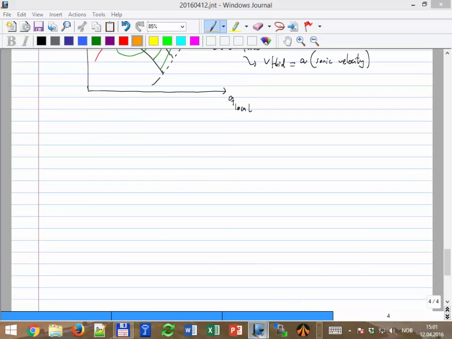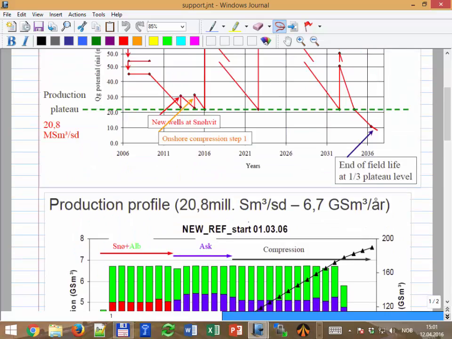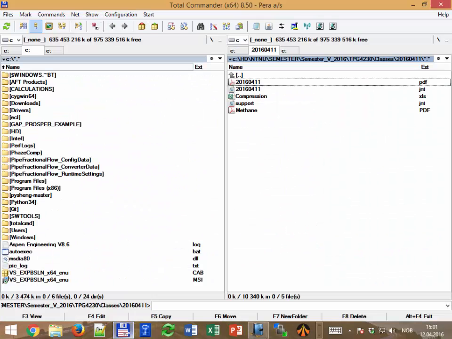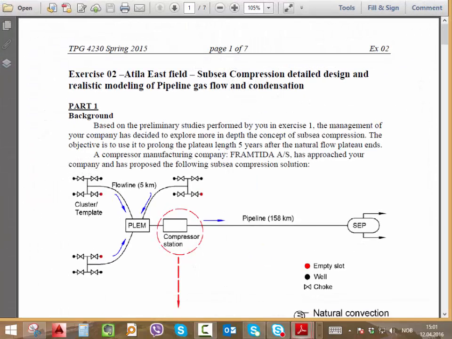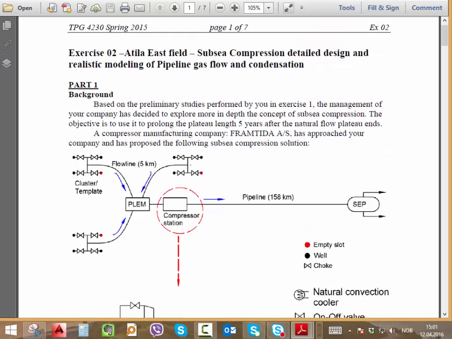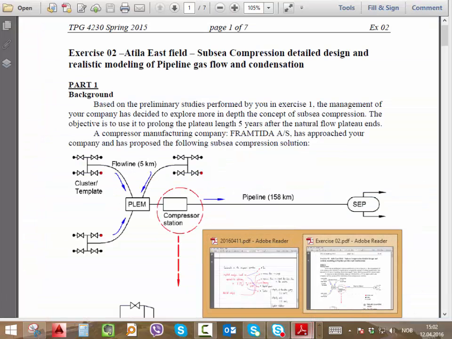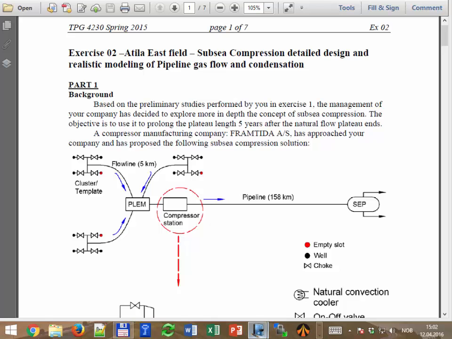Okay, so now let's go, and before we take a break, let's see a bit what exercise we have for today. It's the same Snøhvit system. We have 9 wells. They split it into 3 templates, which makes it easy. We need to have only 1 well to compute. We have already computed the end of the plateau, and now at the end of the plateau they say we are going to install a compressor station after the PLEM. Actually if you see the plan from Statoil, that's what they are going to do.